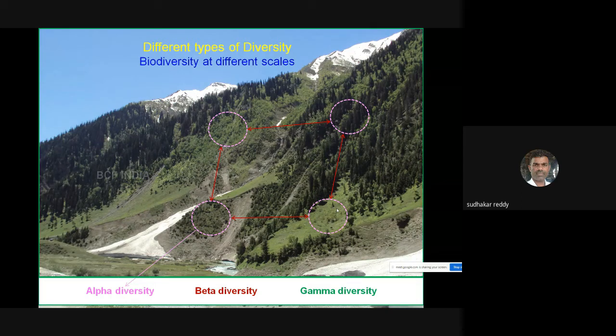Another is beta diversity. It is the dissimilarity between 2 communities. Like in this photograph, you have the diversity of grasslands, shrublands, and coniferous forest. This will compare the similarity as well as the dissimilarity between the given communities. Then gamma diversity is also known as landscape diversity. It integrates the information of both alpha diversity and beta diversity.